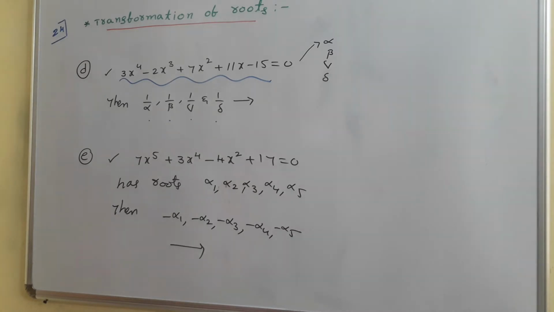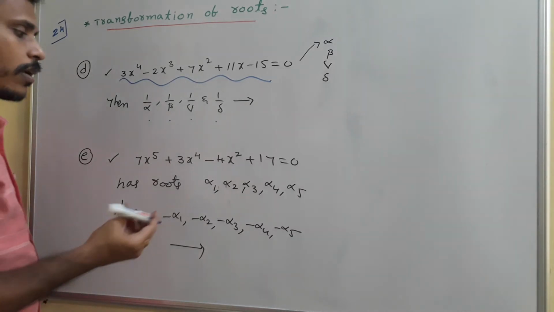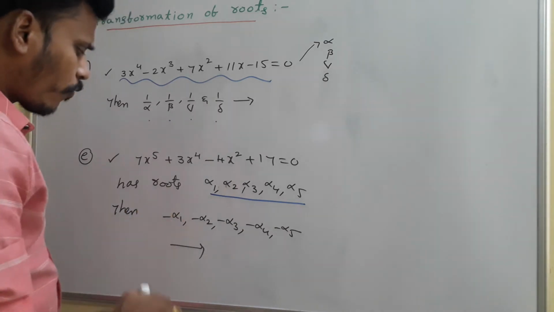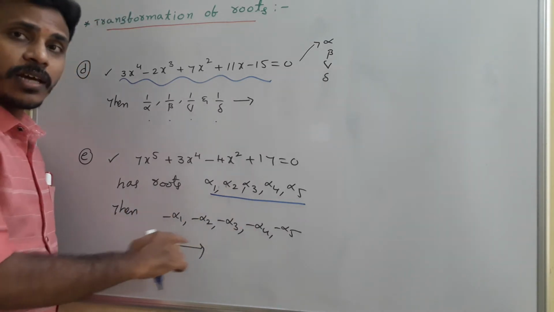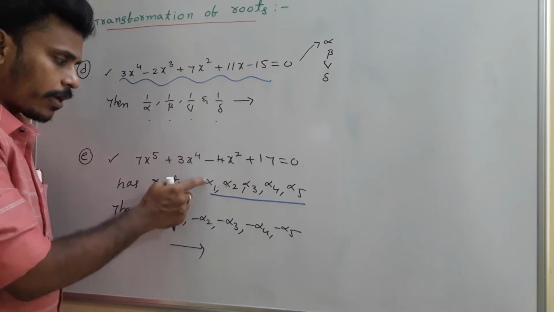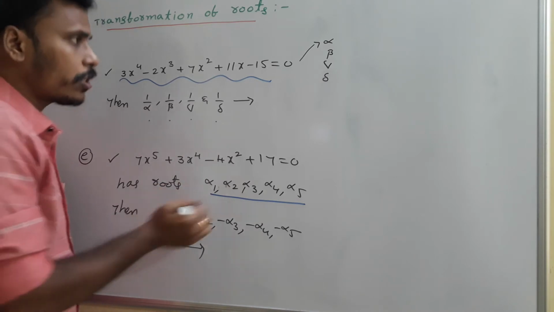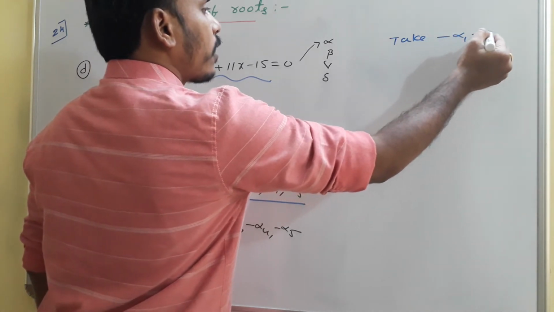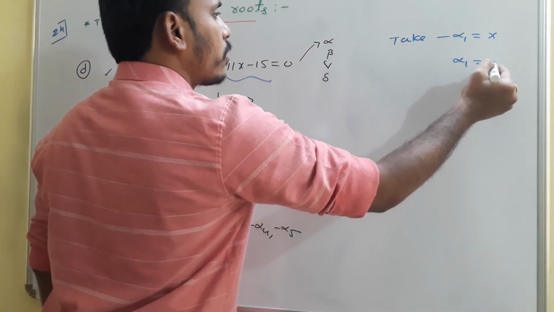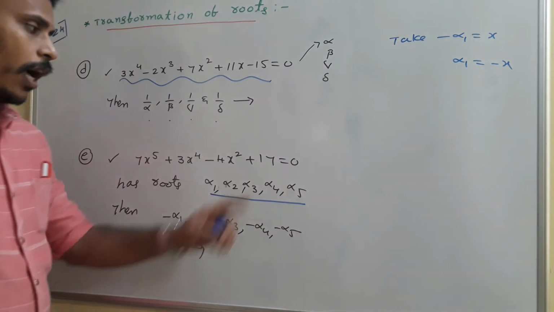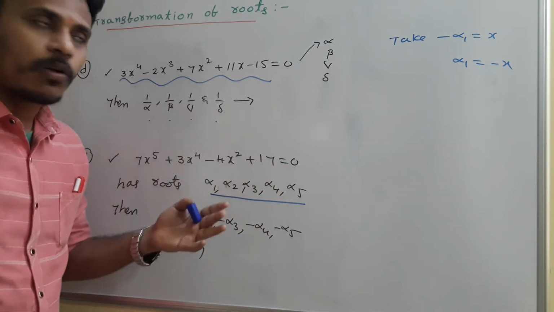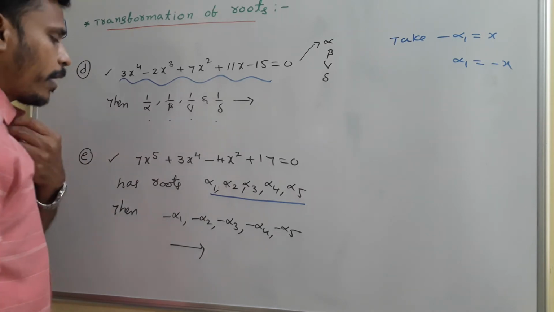Now the next problem. This equation now has roots alpha 1, alpha 2, alpha 3, alpha 4, alpha 5. 5 roots. We need to find the equation with roots minus alpha 1, minus alpha 2, and so on. Very simple, right? Just a difference of minus, right? So you just take minus alpha 1 is equal to x. If minus alpha 1 is equal to x, alpha 1 is equal to minus x. See, alpha 1 will satisfy the given equation. So in the place of x, you just view alpha 1 and replace that alpha 1 with minus x.